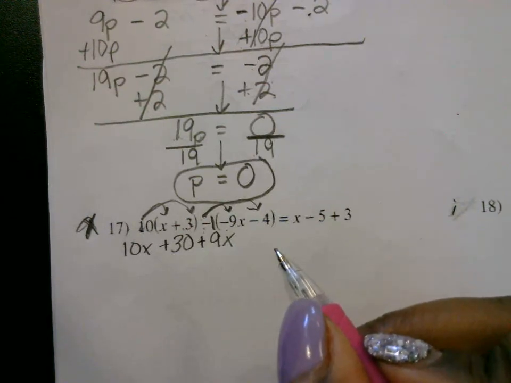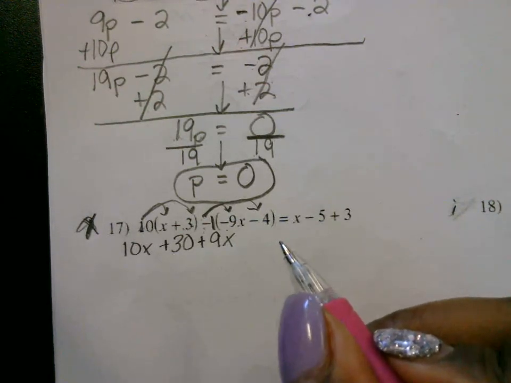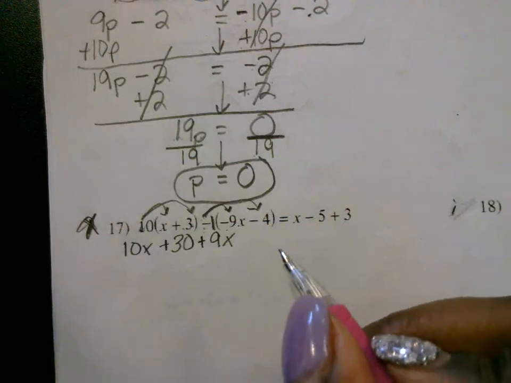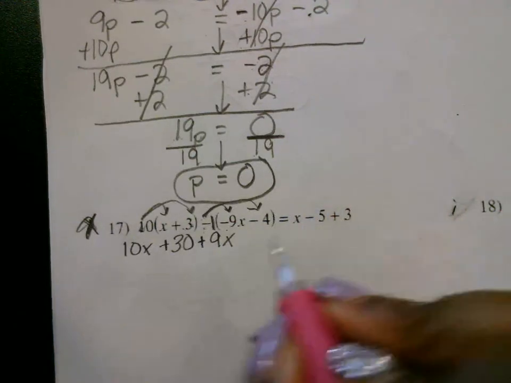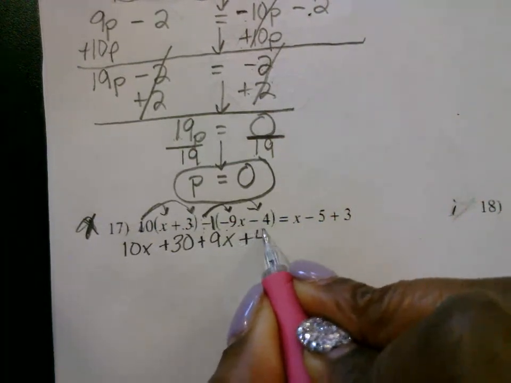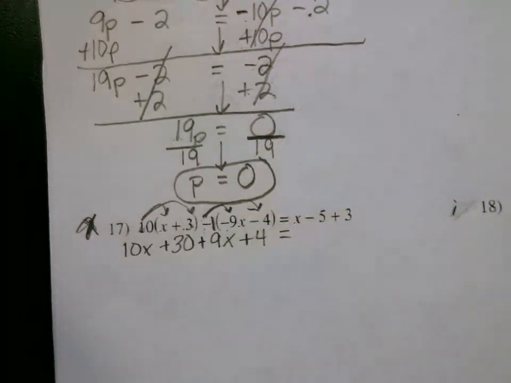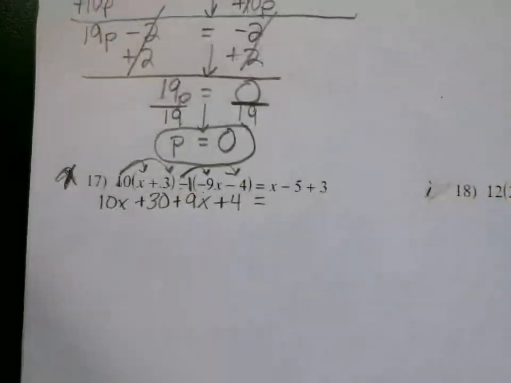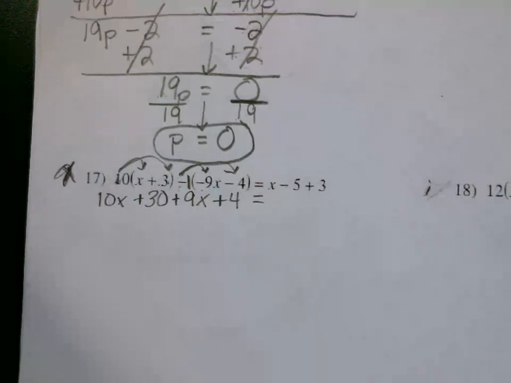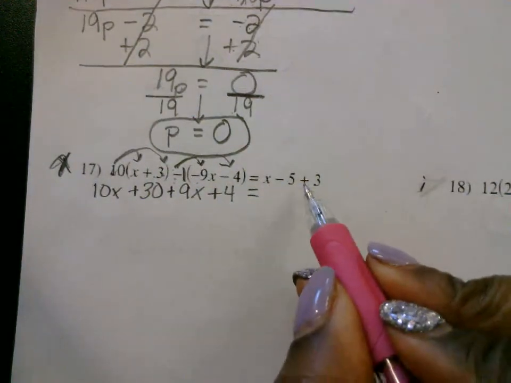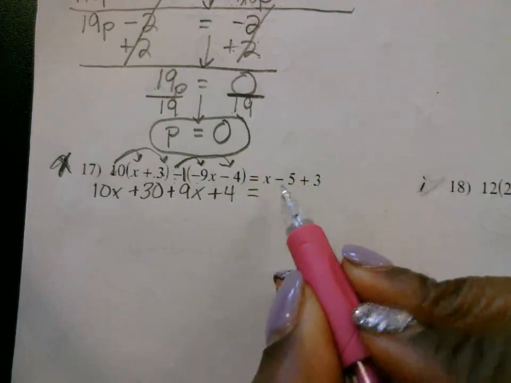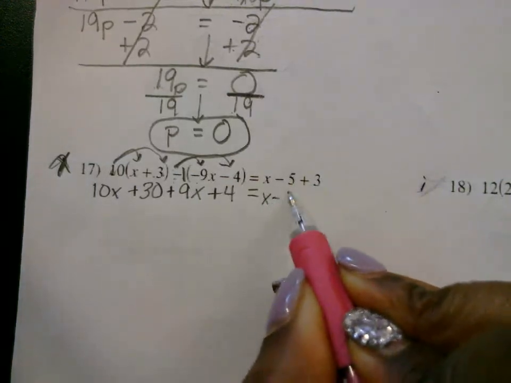What's negative 1 times a negative 4? Anybody? 4. Positive 4. Okay. All right, so now let's look at this side. We're going to bring this down. No distributive property over here.